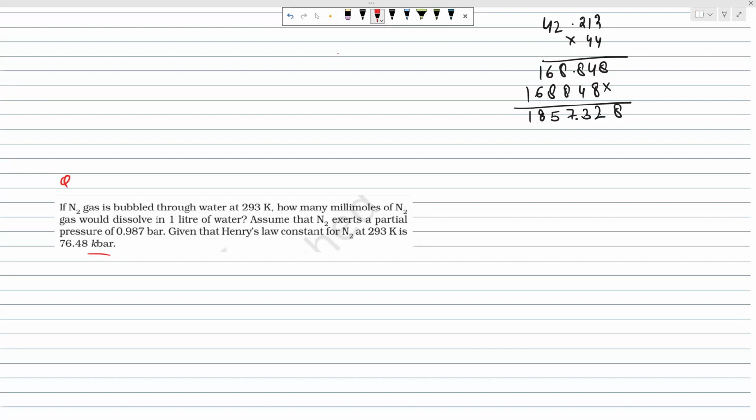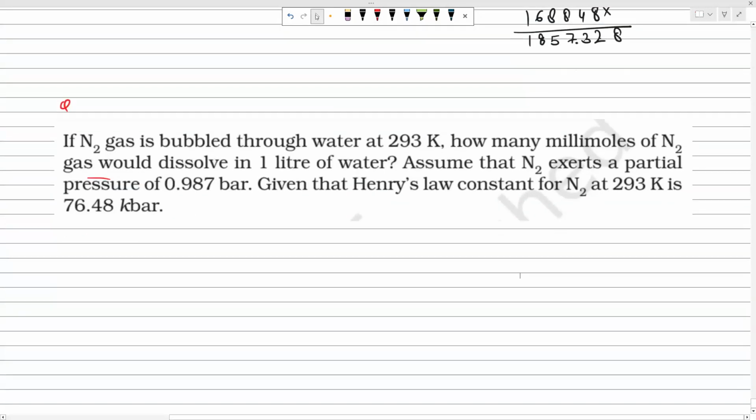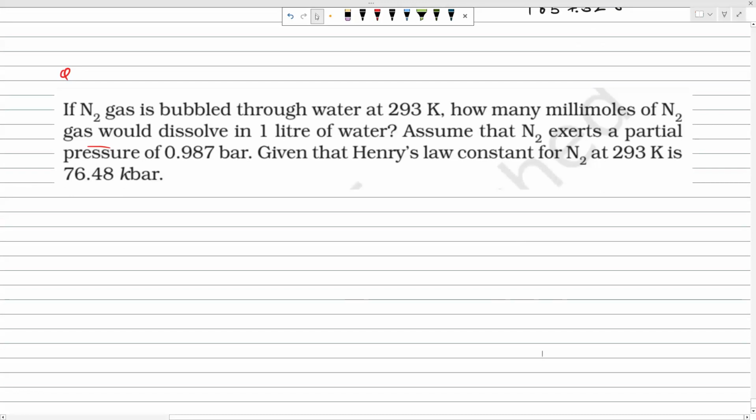What is it saying? We have to find the mole fraction, I guess. The partial pressure of N2 is 0.987 bars. It is saying we have to find how many millimoles of N2 gas is dissolved in 1 liter of water.